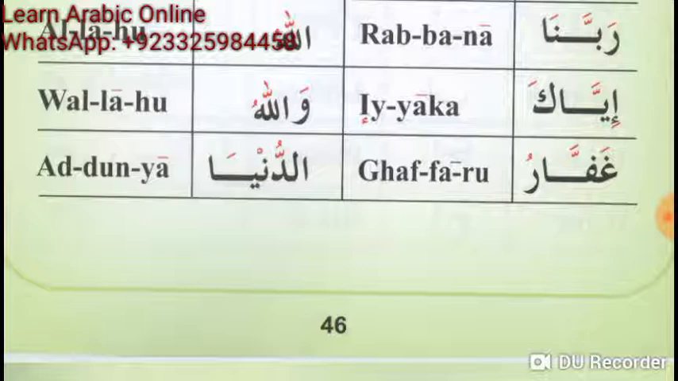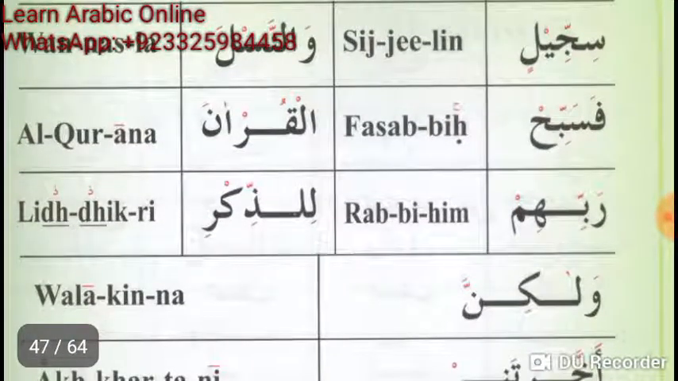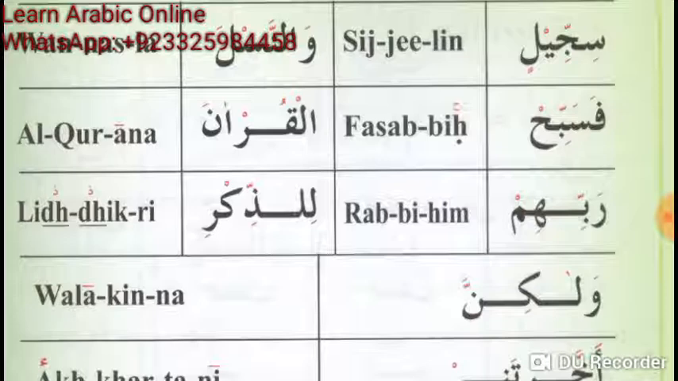Ad-dunya, ad-dunya. Yes, comes with a sukoon. Okay. Okay, like this, it looks new because it, okay, that's a shadda. I thought that was an alif. Okay. Yes. Sijilin. Fasabbih, fasabbih. Okay.